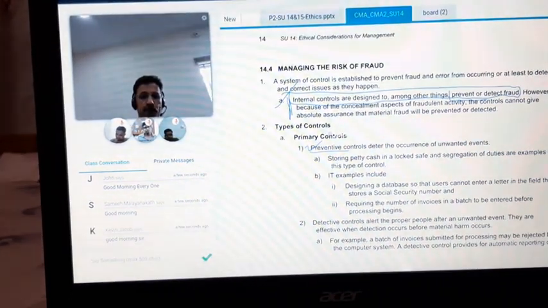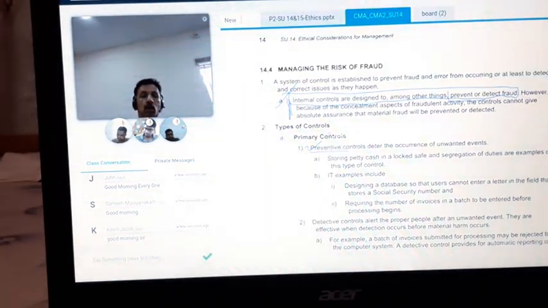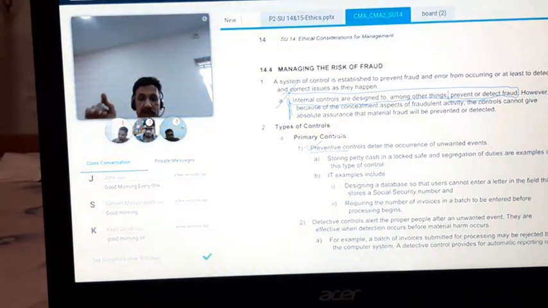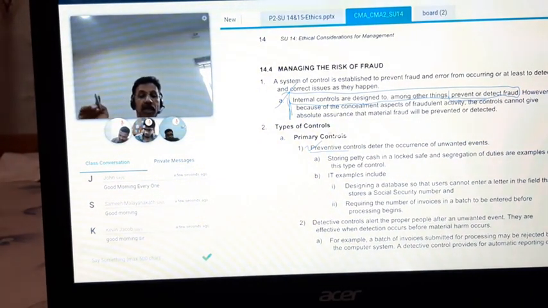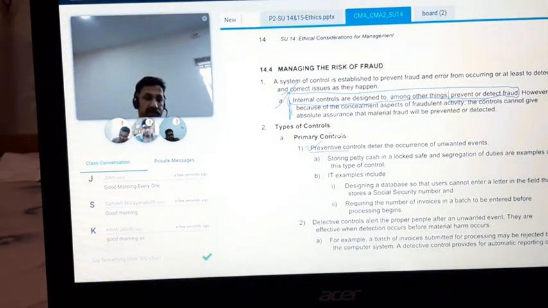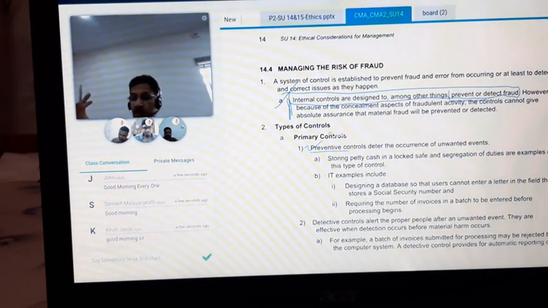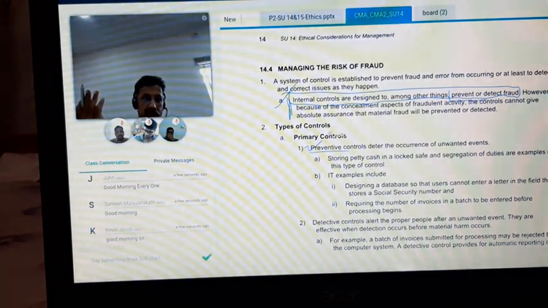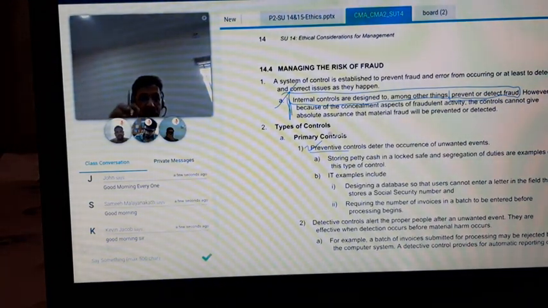Then detective controls alert proper people after the unwanted event, but they are effective only when detection occurs before a material harm has occurred. For example, a good physical example is a burglar alarm, right? It will alert proper people when there is some attempt of a burglar trying to break open the door.